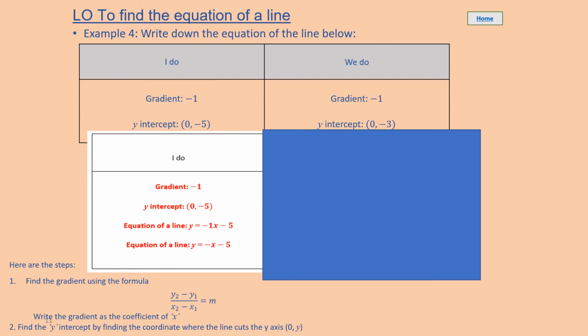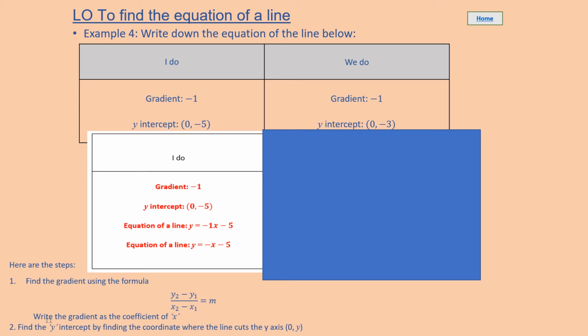Let's continue with this. Okay, we've got to find the equation of this line, but this time we're given the gradient and we're given the y-intercept. So the y-intercept is minus 5. Okay, so the gradient is minus 1. We've been told that. The y-intercept is 0 comma minus 5. So the equation of the line has got to be minus x, and the y-intercept is minus 5. So the equation of a line is y equals minus x, or minus 1x, minus 5.